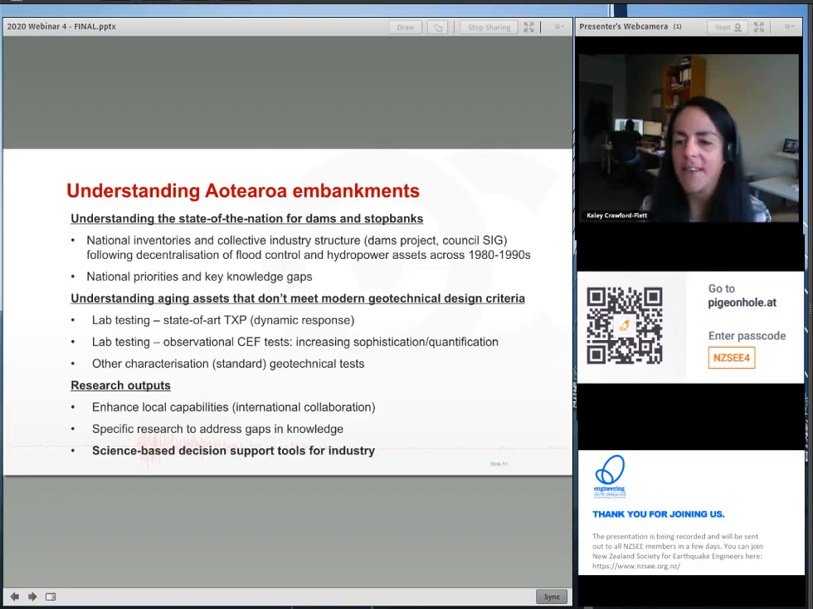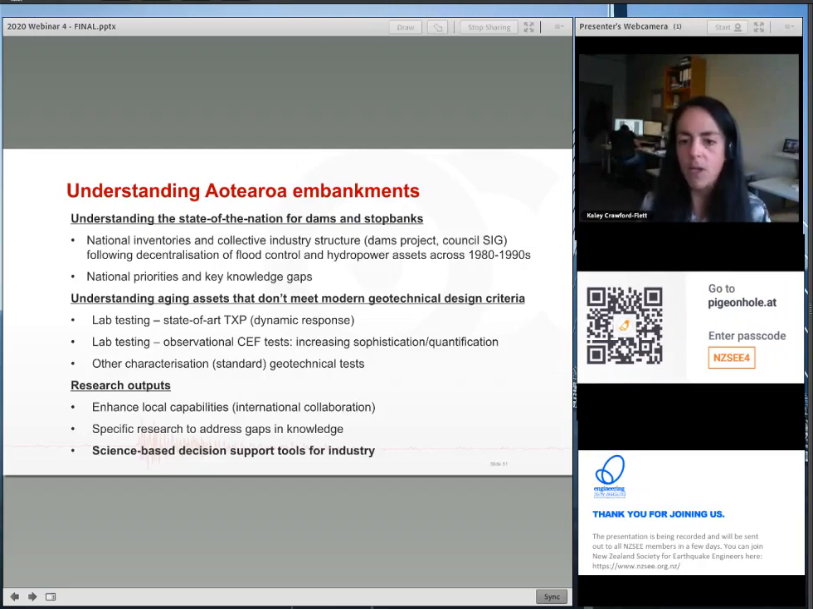Understanding Aotearoa, New Zealand embankments. We have put together national inventories and a collective industry structure for the dams project, and then the council special interest group for the stopbanks, trying to re-centralise our understanding of flood control and hydropower assets. The intent is that all of this lab work that we're doing is going to be available to embankment owners throughout the nation, and that we're addressing national priorities and key knowledge gaps throughout the country.